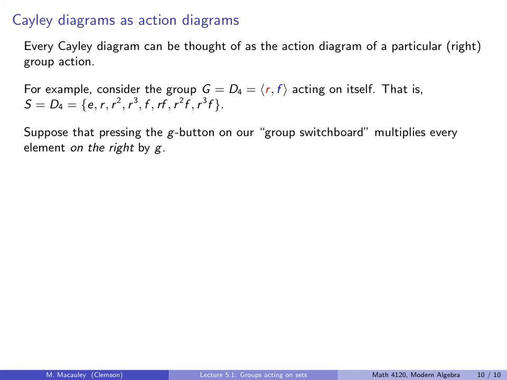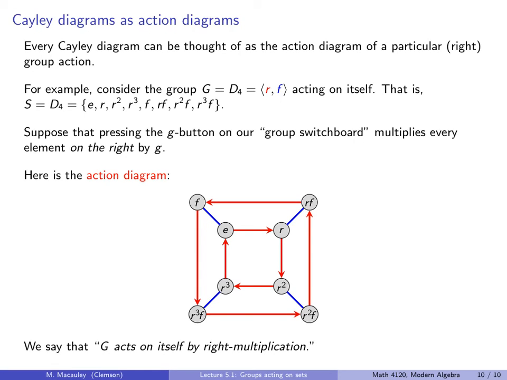And here's how we define our action. Suppose that pressing the G button on our group switchboard, this is the mental picture I want you to have, multiplies every element in here on the right by G. Here is the action diagram right here. Now let me do an example. Let me explicitly write out an example. So here's E, here's R, R squared, R cubed, here's F, here's RF, R squared F, and R cubed F.